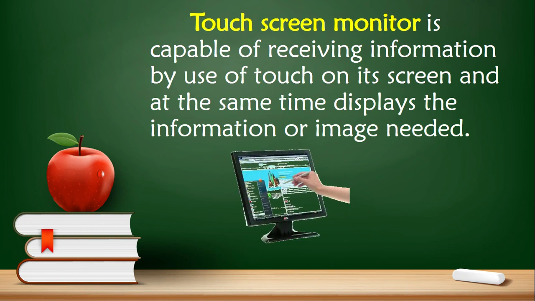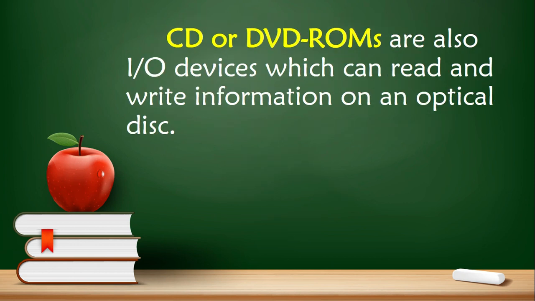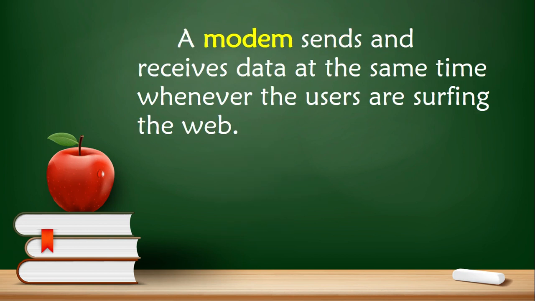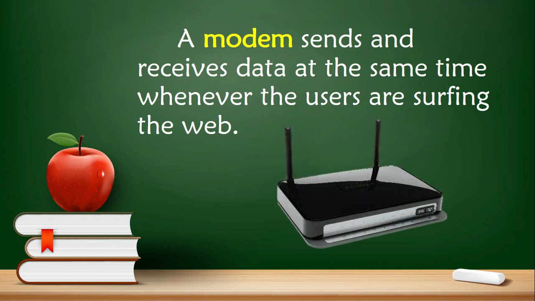A touchscreen monitor is capable of receiving information by touch on the screen and at the same time displays the information or image needed. CD or DVD-ROMs are also examples of I/O devices, which can read and write information on optical discs. A modem sends and receives data at the same time whenever the user is surfing the web.